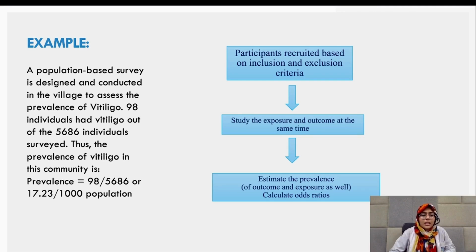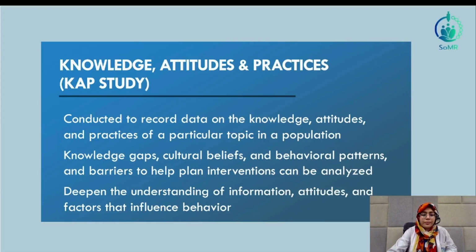For example, a population-based survey is designed and conducted in a village to assess the prevalence of vitiligo. The participants are recruited based on the exclusion and inclusion criteria. Then after that, the researcher would study the exposure and outcome at the same time in a specific period, and then they will estimate its prevalence.